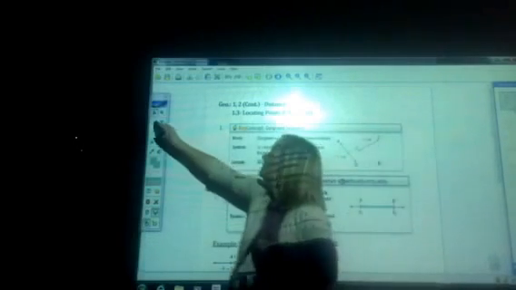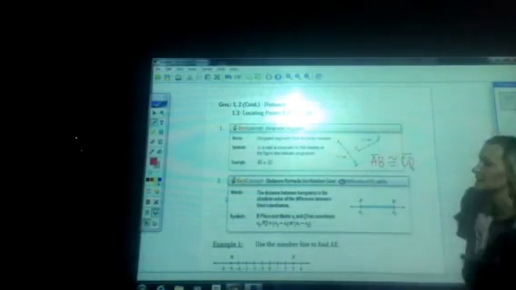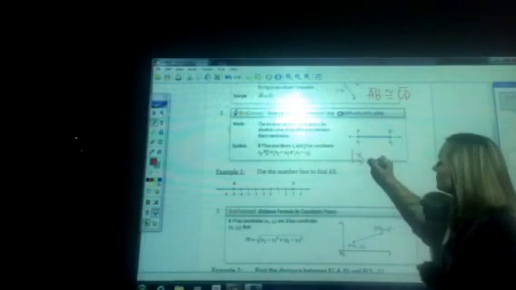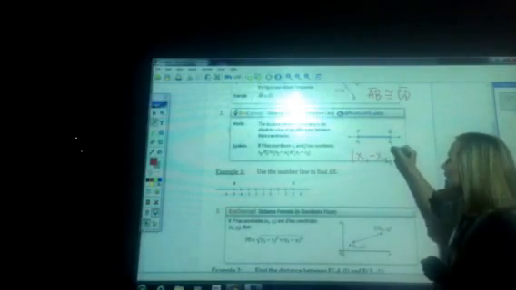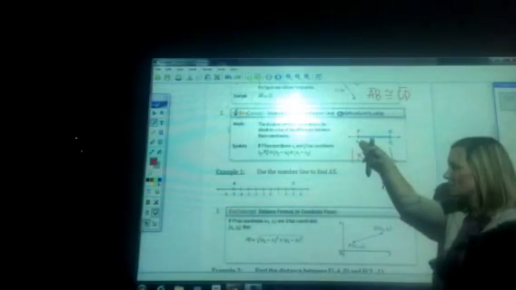Segment AB, using my symbol, is congruent to segment CD. That's how I would write that, okay? And looking at the distance formula now, the distance on a coordinate plane would be the absolute value of one point minus the other. And it doesn't matter if I say x1 minus x2 or x2 minus x1.